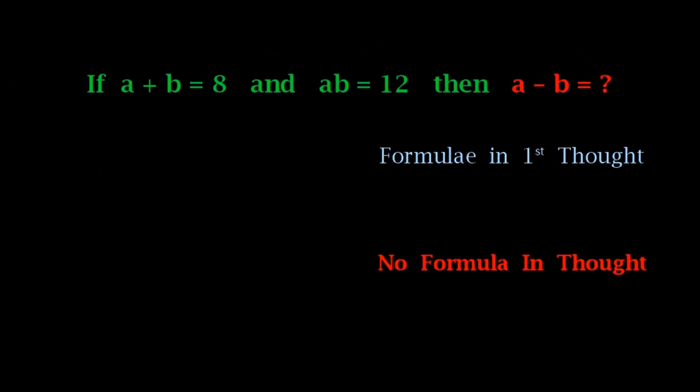Now look at this problem. It is just a vice versa problem of the previous one. In the previous problem, the value of a minus b was given as 4, ab was given as 12, and we were asked to find the value of a plus b. But here, just the reverse is going to happen. That is the vice versa. Here the value of a plus b is given as 8, ab is given as 12, and we are asked to find the value of a minus b.